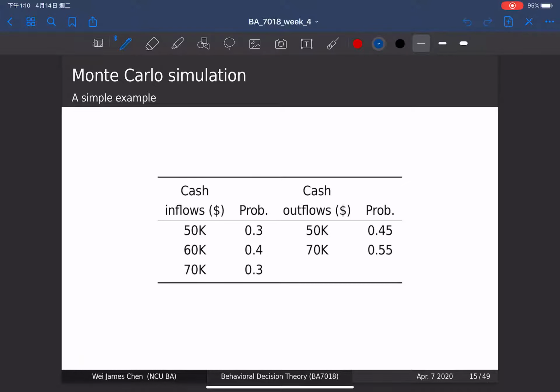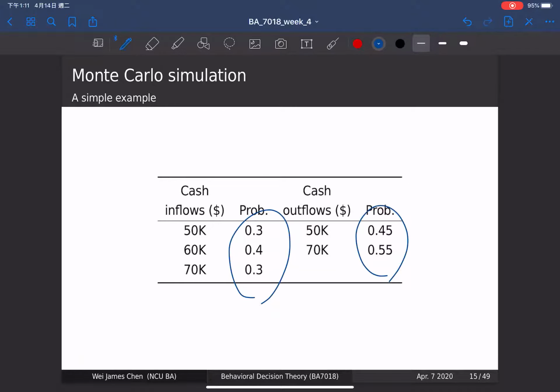And for the Monte Carlo simulation here, we give an easy example. Suppose the cash inflow has 3 different possibilities, and the cash outflow has 2 different possibilities, with the associated probabilities shown as follows. The inflow can be either 50K, 60K or 70K with these probabilities, and the cash outflow can be 50K or 70K with these probabilities. If we just want to calculate the expected value for cash inflow and cash outflow, we can do that, right? We already taught it a few weeks ago.